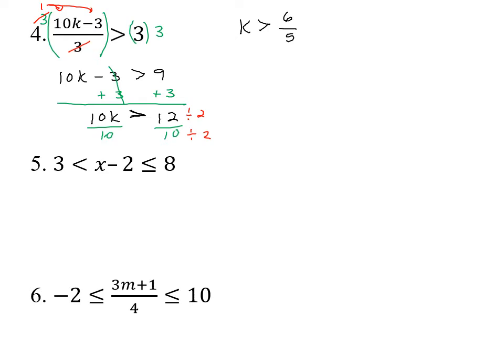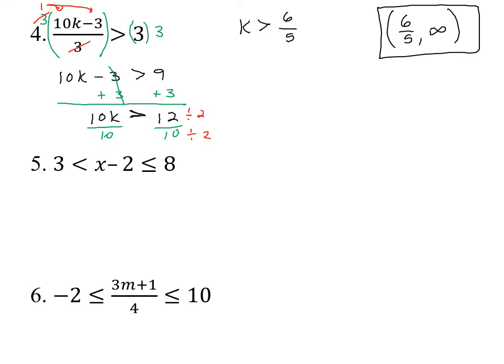So being greater than 6 over 5 tells me I'm going from 6 over 5 to infinity. So that would be your interval notation. Remember, the inequality is pointing to the right, so the right-hand side would have the infinity. Positive infinity always goes on the right. Negative infinity always goes on the left.